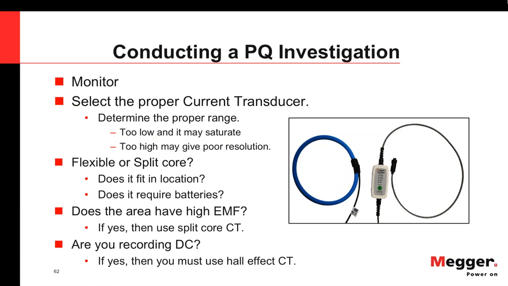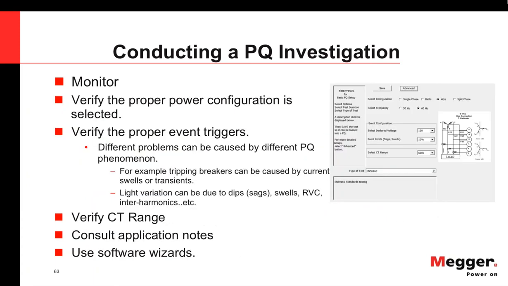And the other big thing: are you recording DC? If you're recording DC, you cannot use either a split core or a flexible CT. In that case, you need to use a Hall effect CT in order to measure DC. So selecting the proper current clamp is critical. Also keep in mind, if you're going to use a flexible CT and you're recording outside, not only does the monitor have to be weatherproof, the CT does as well.